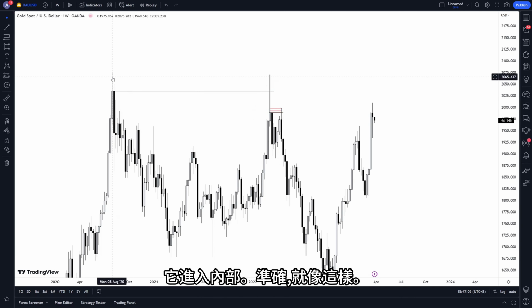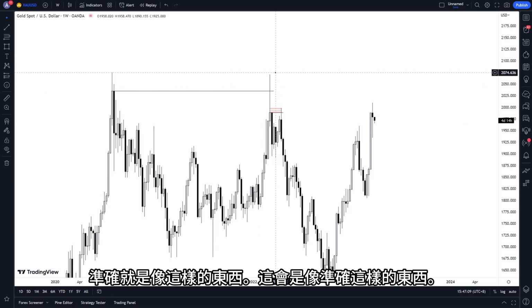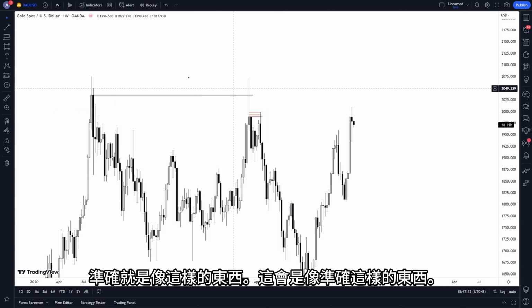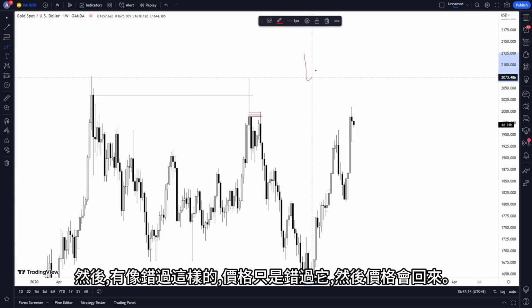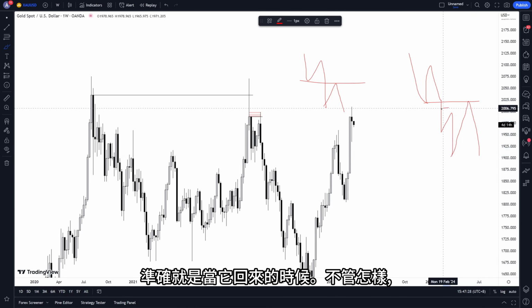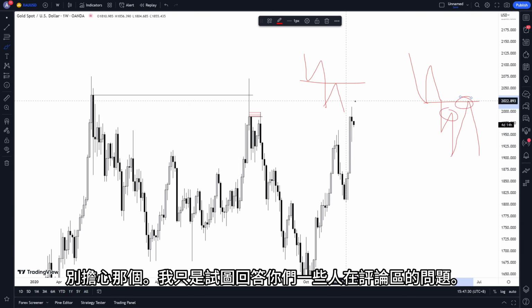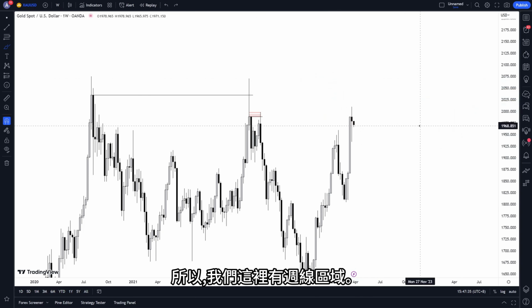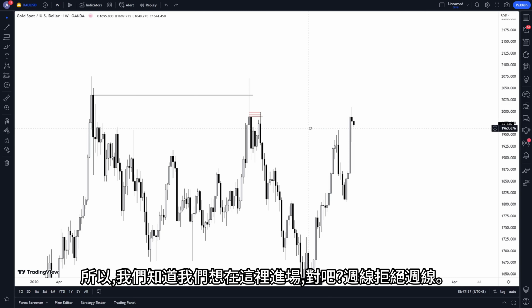And here we have weekly, we have daily inside, and inside the daily we have H4. This is deep. It goes inside, right? And accurate is just something like this. This would be something like accurate, right? And then we have something like miss, where price just missed it, and then price will come back deep. You see, missed, deep, and accurate is just when it comes back, boom, just comes back and goes. Anyway, don't worry about that. I'm just trying to answer some of you guys' questions in the comment section.